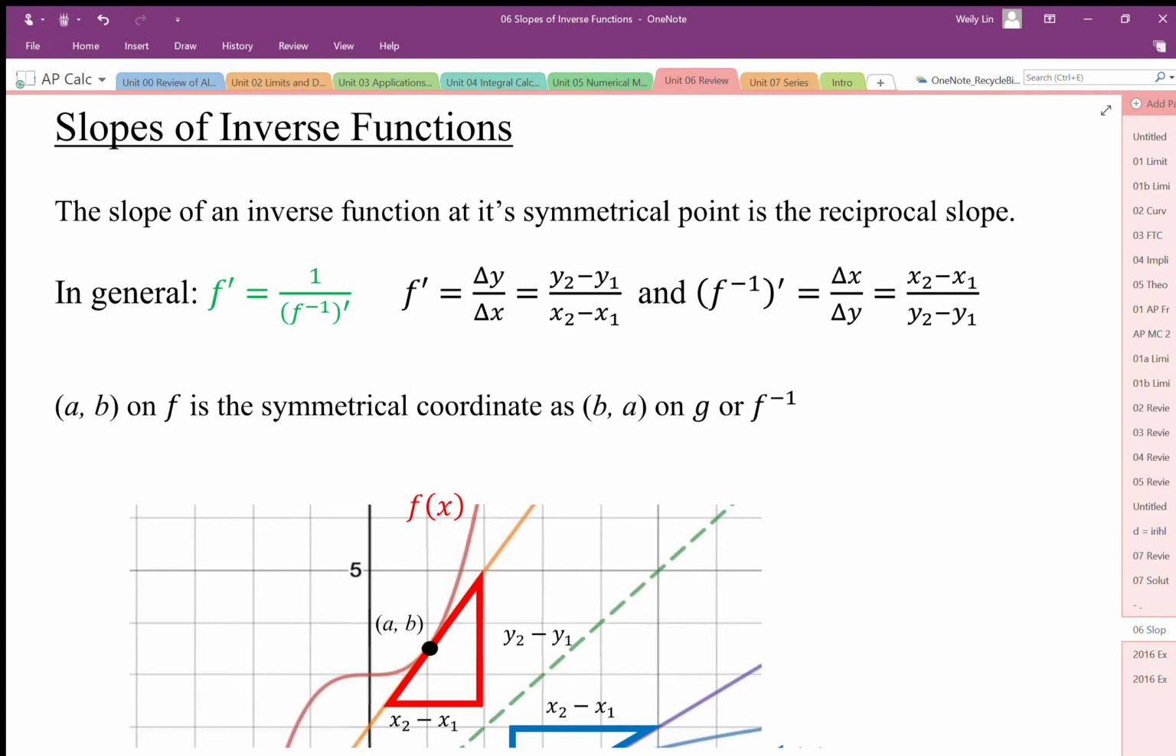When we compare slopes of a function and its inverse, we can generalize that in general, the slope of the inverse function is going to be the reciprocal of the slope of the original function. So here's the slope of the inverse, there's the slope of the original. Okay, so why is this the case?